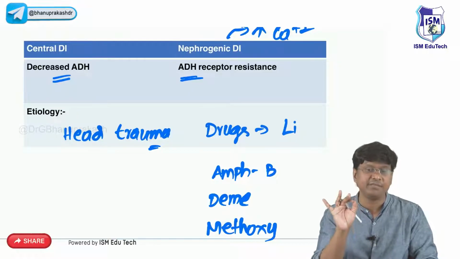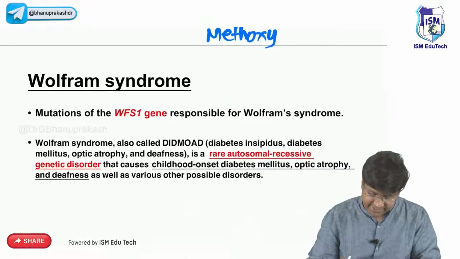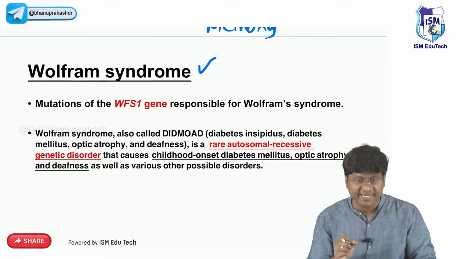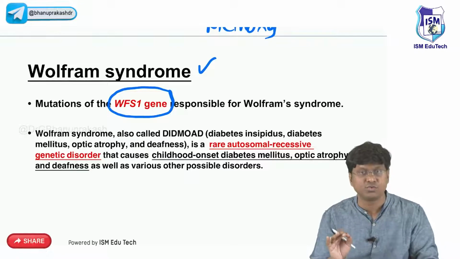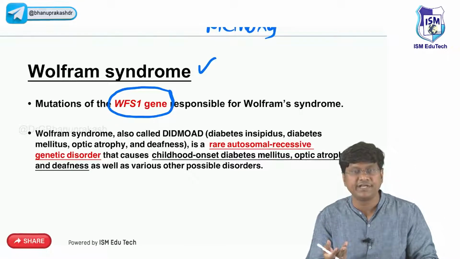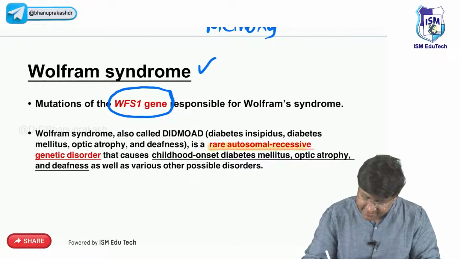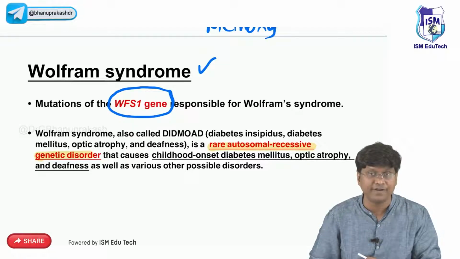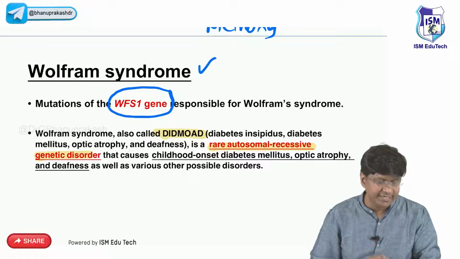But one of the very important questions that can be asked regarding the genetics of diabetes insipidus is Wolfram syndrome. Now what exactly is Wolfram syndrome? It is mainly due to mutation of the WFS1 gene. And what is the mode of inheritance of this Wolfram syndrome? That is autosomal recessive inheritance. Another name of Wolfram syndrome is DIDMOAD syndrome. Why is it called DIDMOAD syndrome?